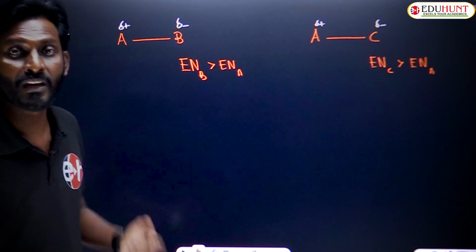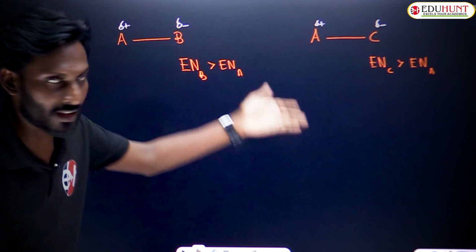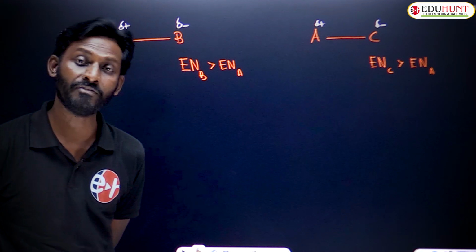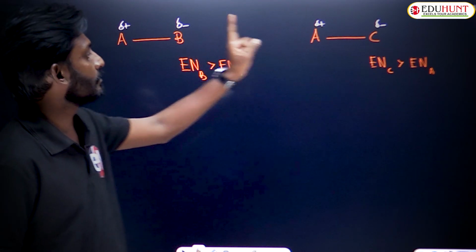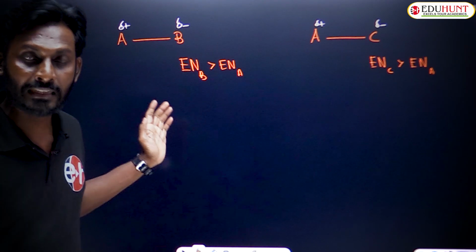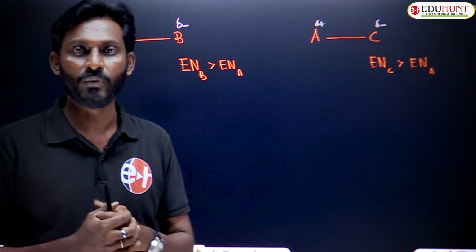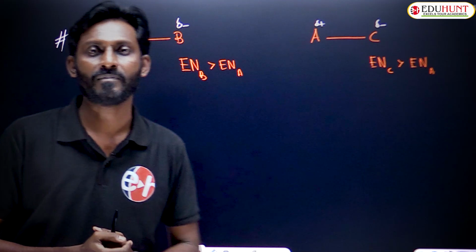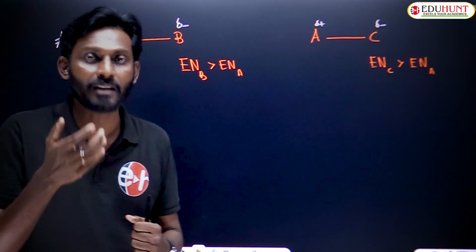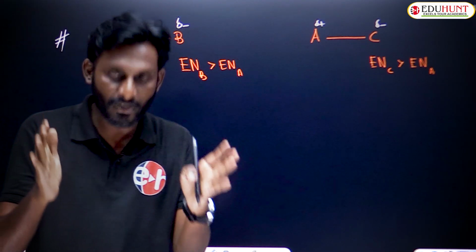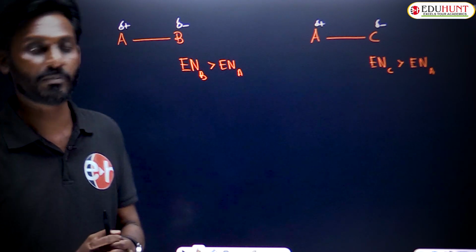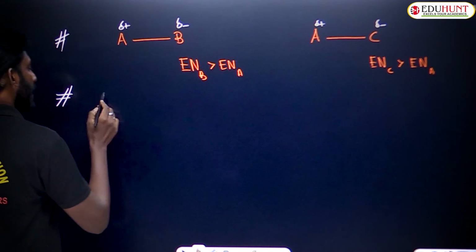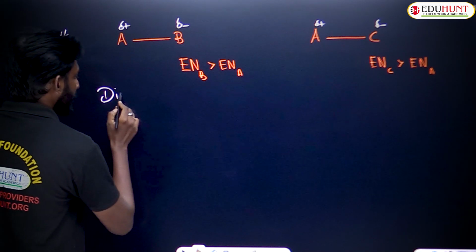Now you tell me, which one is more polar? Which one is less polar? If I ask which one is more polar and which one is less polar, we need a concept to measure the polarity. Then how to measure the polarity? To measure the polarity, there is a concept called dipole moment.